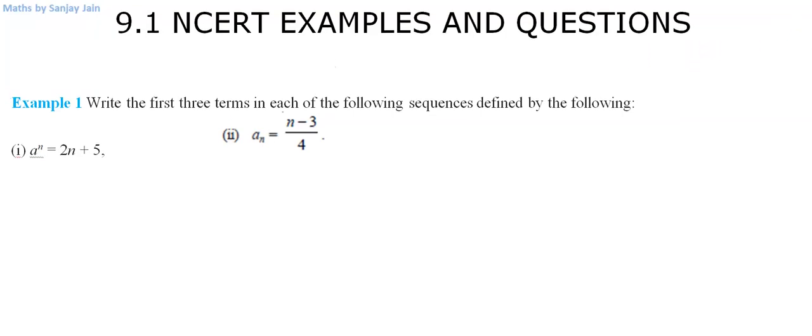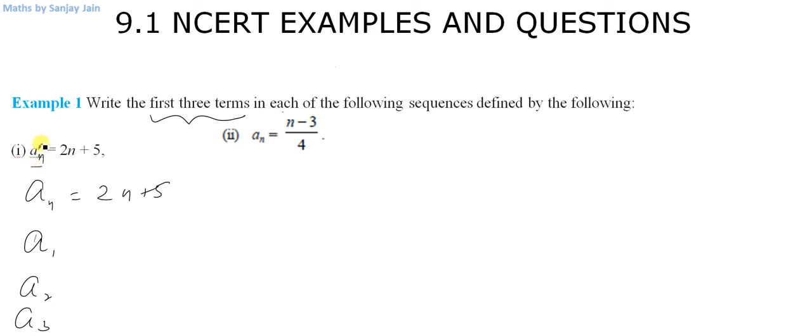Okay, let us start with these examples and questions of exercise 9.1. This exercise is pretty basic because you just have to write certain terms based on these formulae. For example, this is a_n equals 2n plus 5. Now I need to write the first three terms. That means I need a1, a2, a3, right?